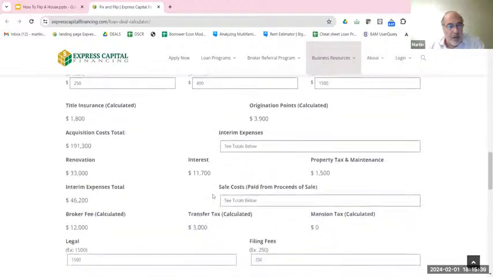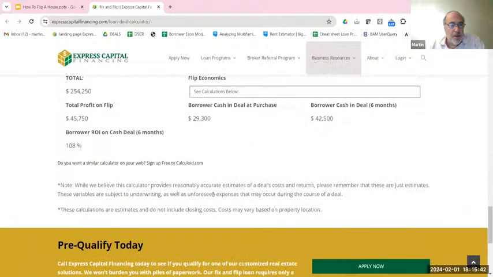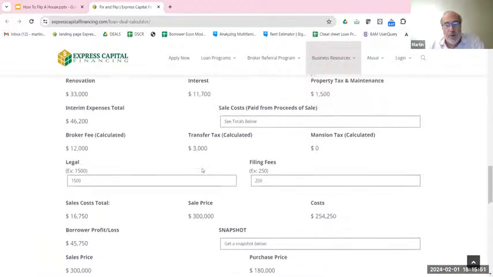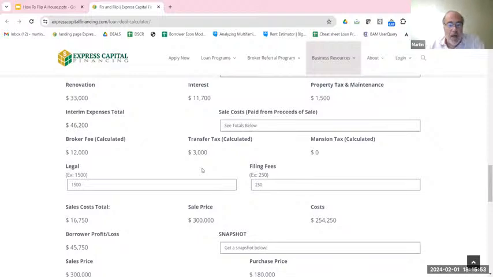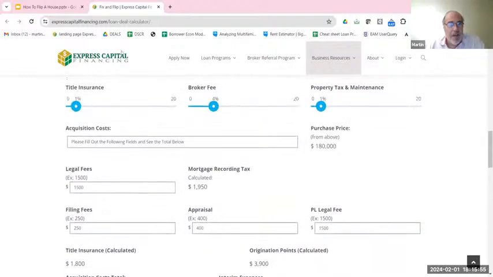But I want to get to the bottom over here. Once you're crunching your numbers, if you're comfortable making $45,000 and a 108% return, then go for it. That's what you should be going for. So this is a good formula to use so you can feel comfortable with the numbers and moving forward or not.